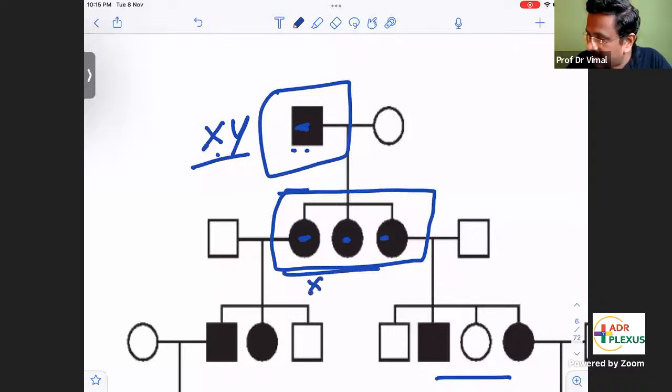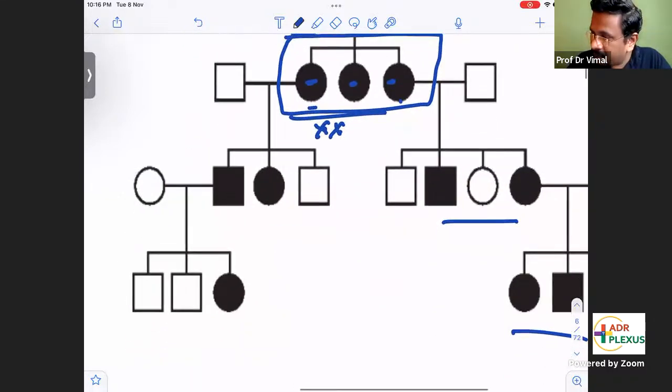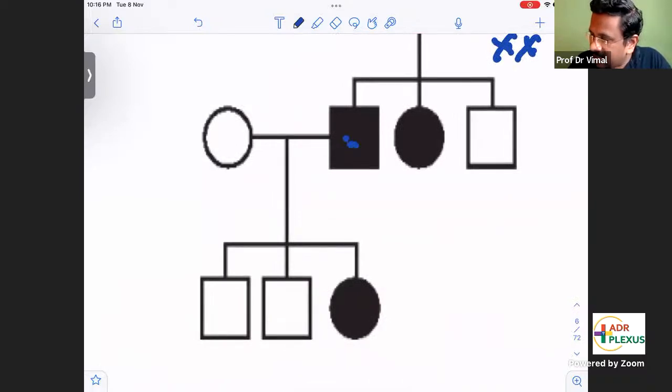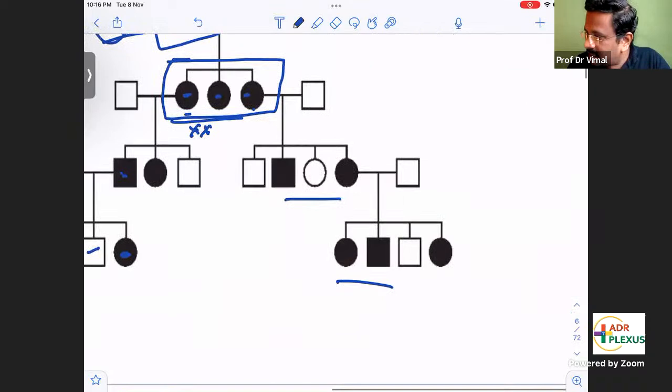Usually all these females are XX, no? So one X they will be receiving from the mother, and one X from the father, and this X is affected in this father. So all these females are affected. See here also, the father is affected and he is transmitting only to the daughter, and the sons are not affected. Sons are not affected.